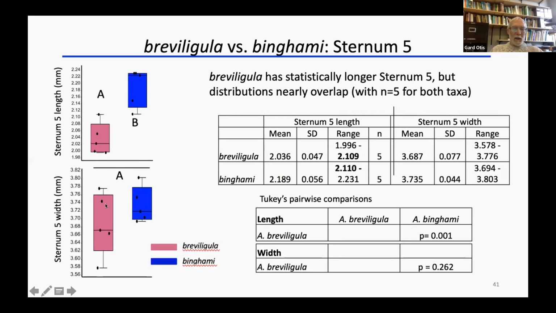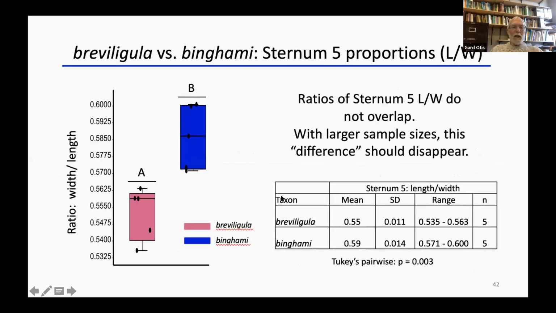For sternum 5, the width, they already overlap extensively, so that's not terribly informative. So we took a ratio of these to see if the ratio would differ. So when we divide the width by the length, so I've got this wrong up here, this should be W versus L. You can see that, at least for our small sample size of 5 and 5 specimens each, these distributions do not overlap. This may be a defining character that would allow us to separate Breviligula versus Binghamai as species. But I'm pretty suspicious that as we get more data and more observations, these ranges will expand, and there's a good chance they will overlap.